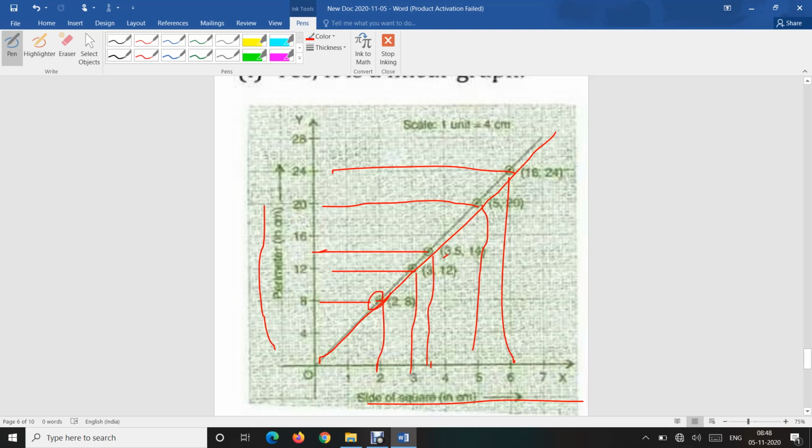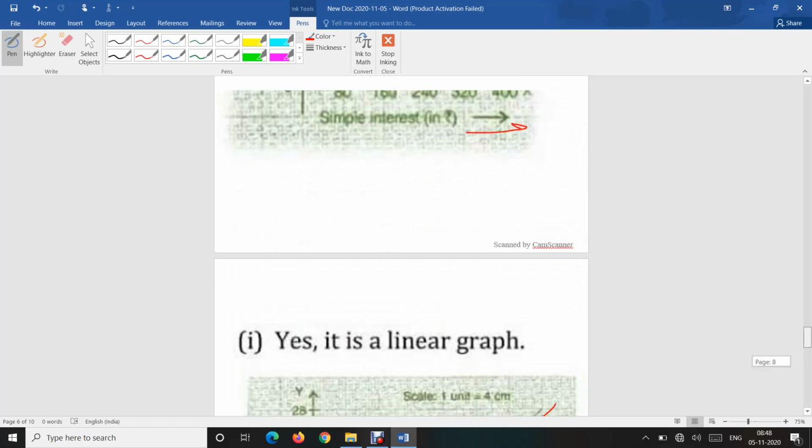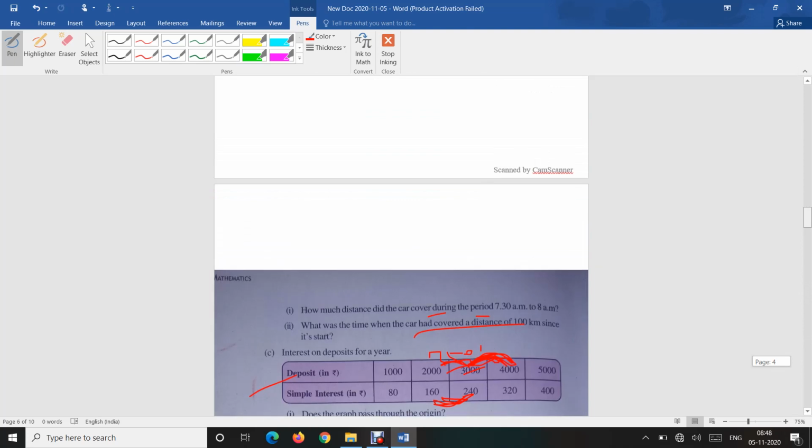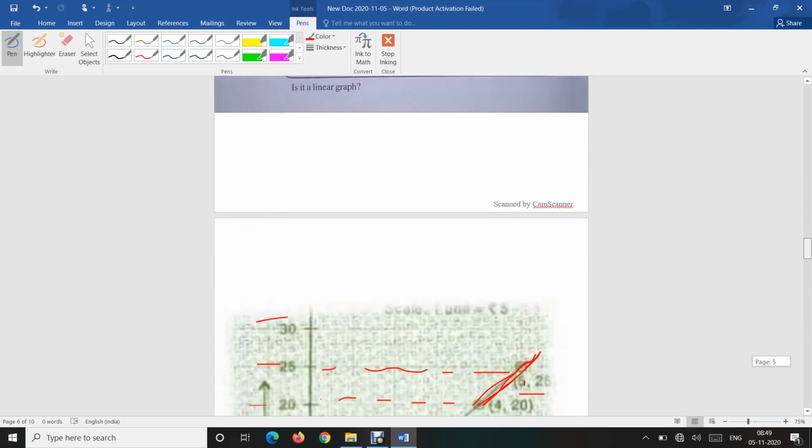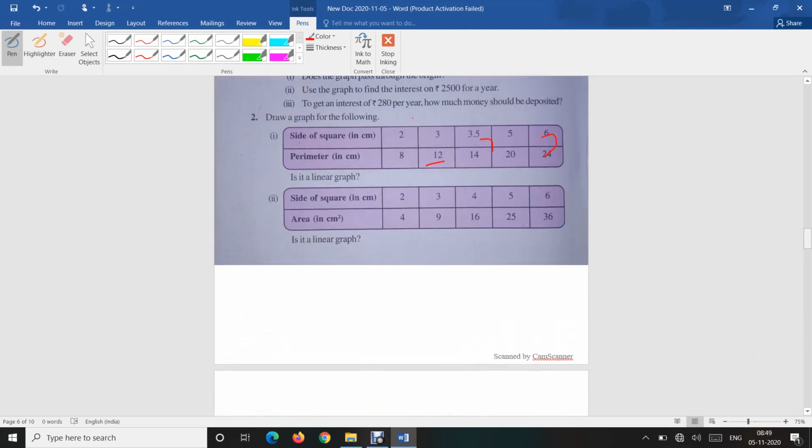As it is clear from the graph that it is a linear graph, so you can say that yes, it is a linear graph. Similarly, in the same way you can do the next part of the question, which is the second part. Side is given and area is given. Side is 2, area 4, side 3, area 9, 4, 16, 5, 25, 6 and 36. You have to draw the graph according to that.